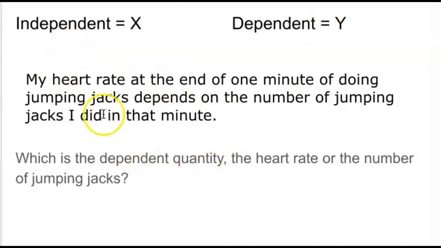Okay, so here's our first example we're going to practice. Independent is going to be represented by the variable x. Dependent is represented by the variable y. So in this statement, my heart rate at the end of 1 minute of doing jumping jacks depends on the number of jumping jacks I did in that minute. So my question is, which is the dependent quantity? Heart rate or the number of jumping jacks? So which one of those depends on the other? Go ahead and answer that question for me, please.